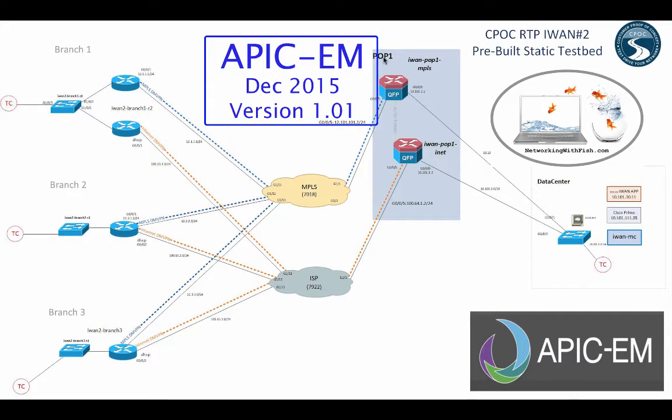So in the POP, IWAN POP 1 MPLS, this ASR 1002X is going to be the DMVPN hub for MPLS. IWAN POP 1 INET, which is also an ASR 1002X, is going to be the DMVPN hub for this ISP link. And the IWAN app is over here.